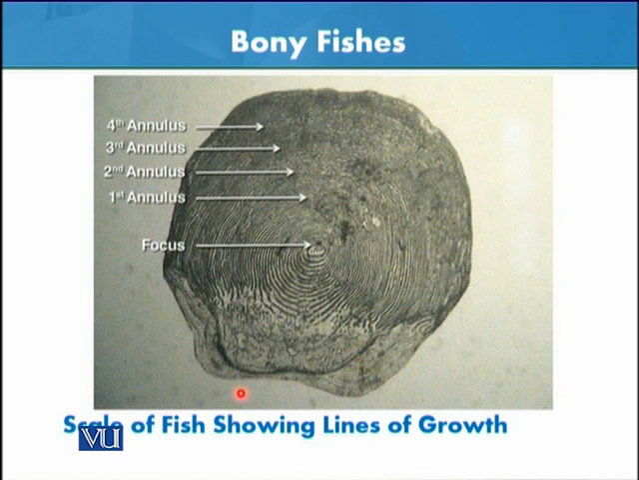These are concentric growth rings. So centrally there's a focus. Iske upar hi darasal naya material deposit hota jata hai, aur ye scale bade se bada ho jata hai. So this is the fish showing lines of growth.